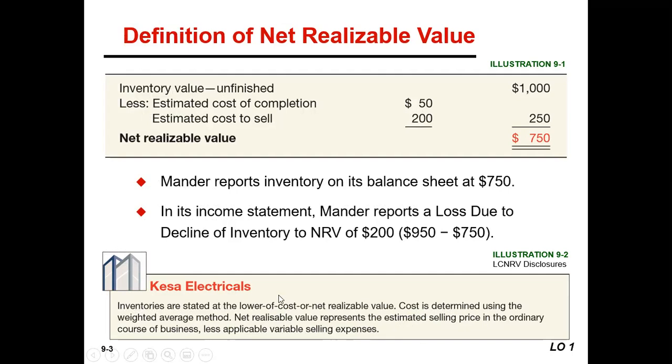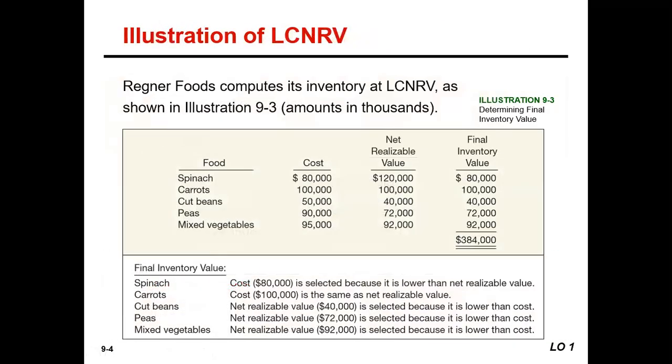So again, we would record the inventory at the lower of cost or net realizable value. In this case, we'd want inventory reported at $750 because that's the lower of the cost or net realizable value, right? That's the net realizable value. It's lower than the cost. So we'd report that inventory at $750, and then we'd have to report a loss due to the decline in inventory. All right, so here's another example that your book shows us.